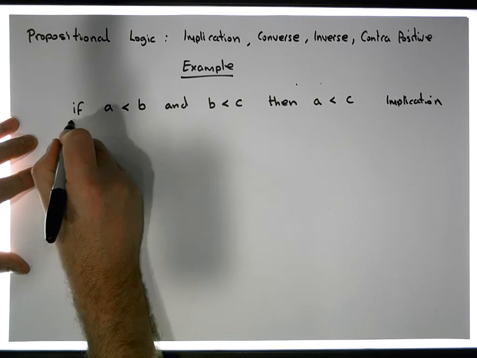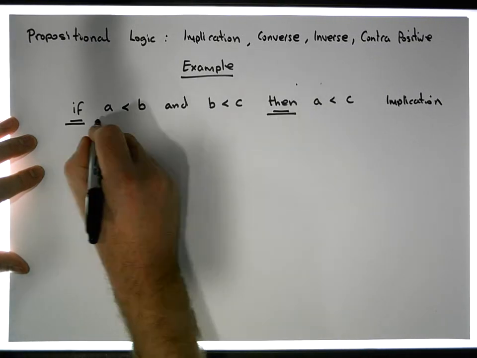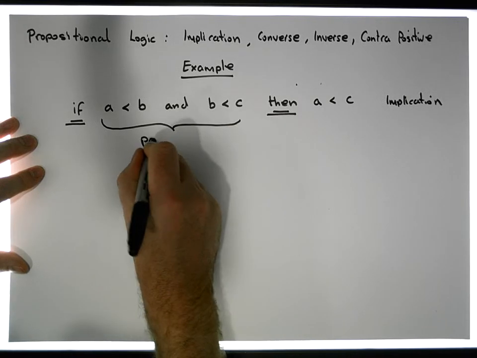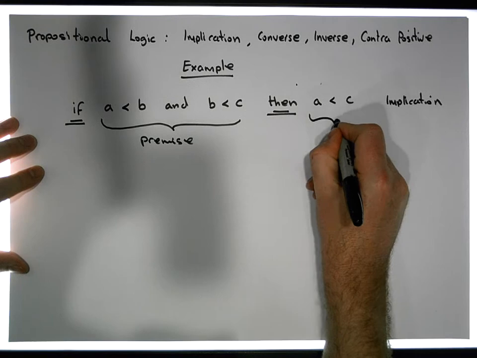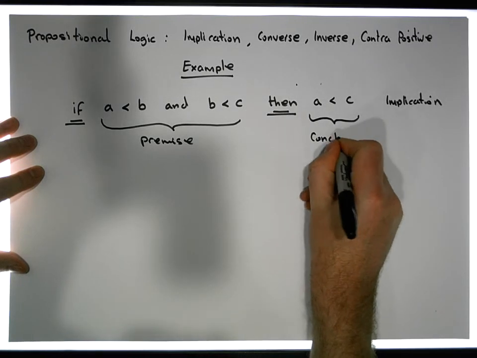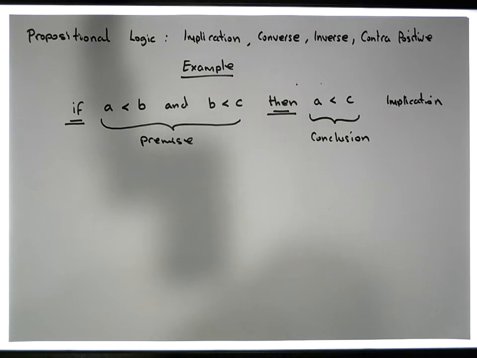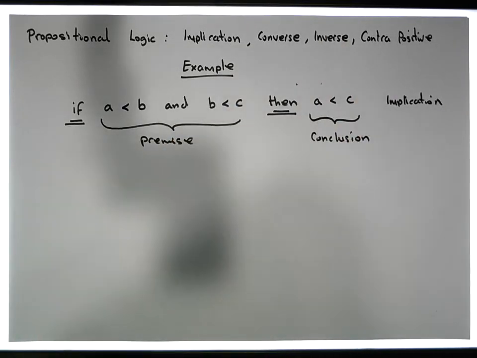Don't forget, we have the if, we have the then, which demarcates our premise, or our hypothesis, from my conclusion. And what I'd like to construct is the converse of this argument, the inverse of the argument, and also the contrapositive of the argument.